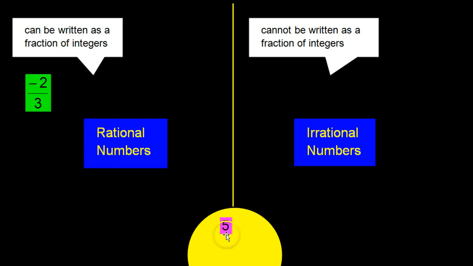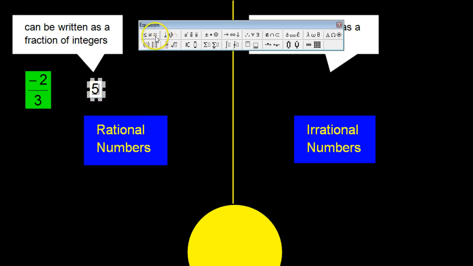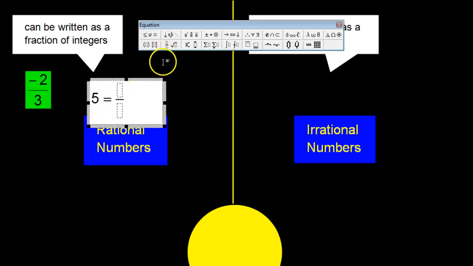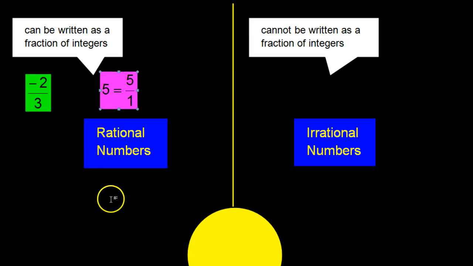What about the number 5? Is that going to be rational or irrational? The number 5 is also going to be a rational number. The number 5 could easily be written as a fraction of integers if you understand that 5 would be equivalent to 5/1. So there, 5 could be written as a fraction of integers, 5/1.